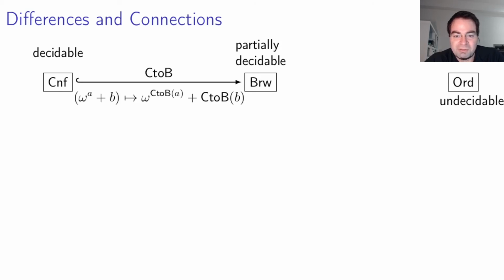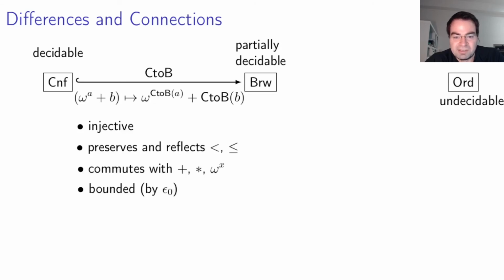Since we can define these arithmetic operations on Brouwer trees, there's this canonical map, and it's injective. It also commutes with the arithmetic operations, and it's bounded, since every finite tree represents an ordinal below epsilon naught.